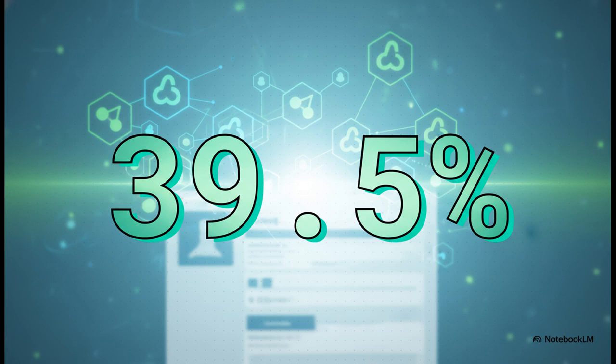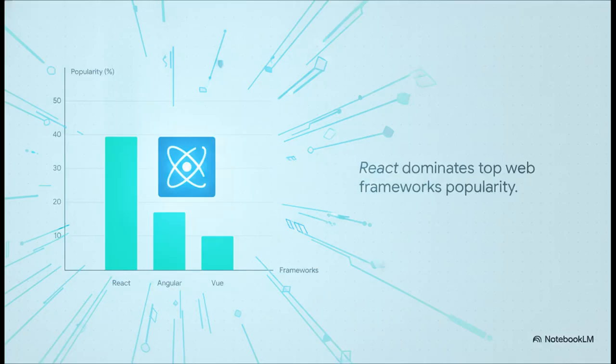Now, what's really interesting about this slide is this specific number right here, 39.5. Because according to the 2024 State of JS survey data, React's dominance in the industry is objectively validated. It sits at a massive 39.5% popularity, effectively doubling its closest competitor, Angular, which is sitting at 17.1%, with Vue trailing further behind. Honestly, even with the recent rise of AI tools changing how developers write code, React remains the indisputable king of front-end development.